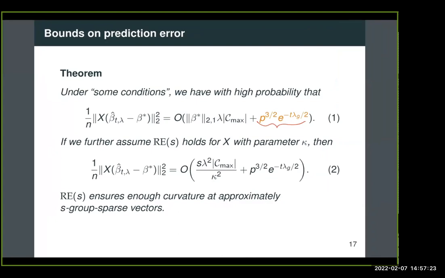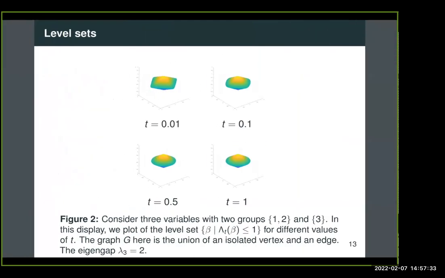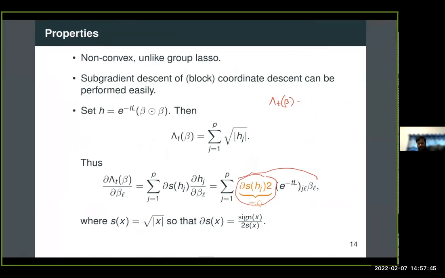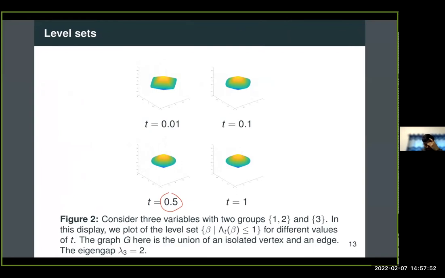Maybe you can mention something about the actual values of t that are necessary for typical examples. Yeah, we already saw one. In most of our simulations, we saw that t equal to 0.5 suffices. So you don't really need to run it for very long. Sorry, this is for the thing with the 3 variables? Yes. The eigengap in that case is 2.